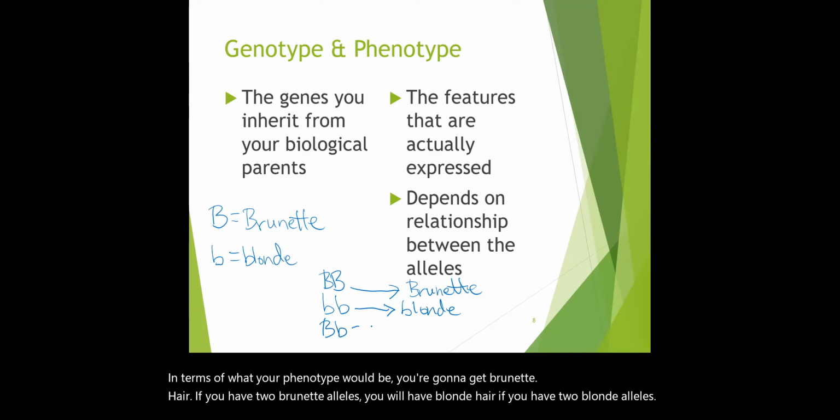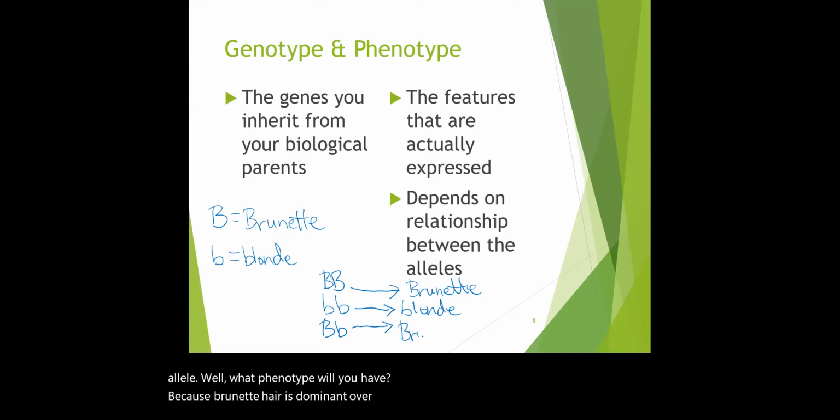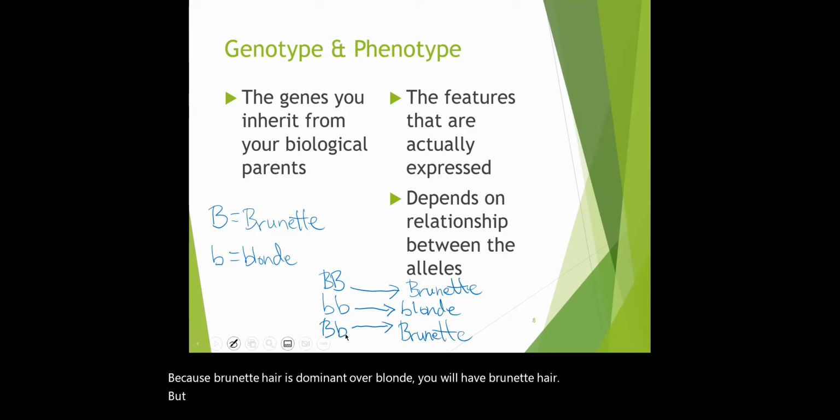If you are heterozygous, your genotype, you have 1 brunette allele and 1 recessive blonde allele. Well, what phenotype will you have? Because brunette hair is dominant over blonde, you will have brunette hair, but will carry the recessive blonde hair allele.